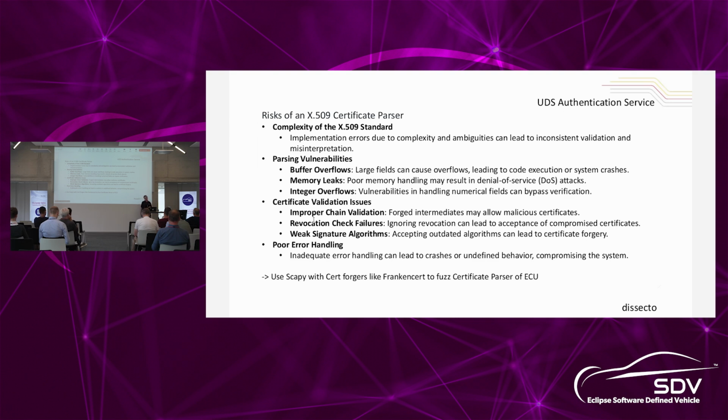So Scapy is not made for certificate fuzzing, but Scapy can send the certificate pretty easily by just making the packet. One thing we do here is use other open source projects like Frankencert, which are dedicated certificate fuzzers. They can produce 10,000 certificates, every certificate with its own error. Then you send 10,000 certificates to the ECU and look at how it reacts and whether the parser is implemented correctly for the edge cases.